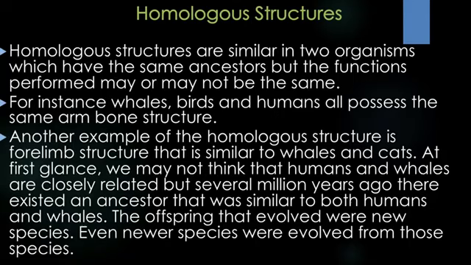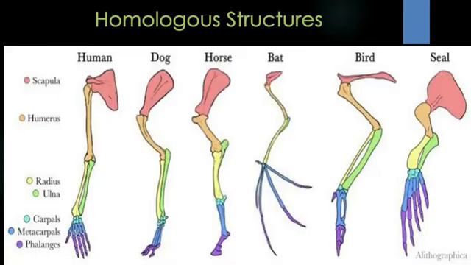Some might be wondering, the whales and humans having the same ancestor? Actually, several million years ago, there existed an ancestor that was similar to both humans and whales. The offsprings that evolved were new species, even newer species. The upper limb of human, the forelimb of the dog, horse, bat, bird, and seal are all homologous structures. When you look at the arm bone, you can see the humerus is the bone that is common to the arms of all these animals.